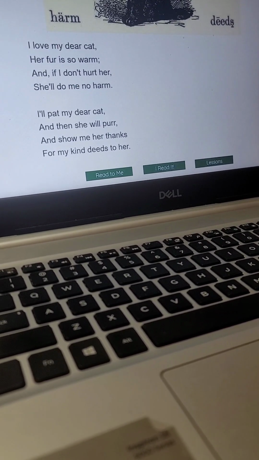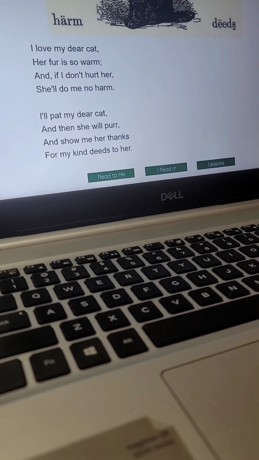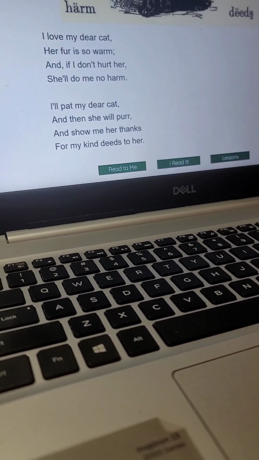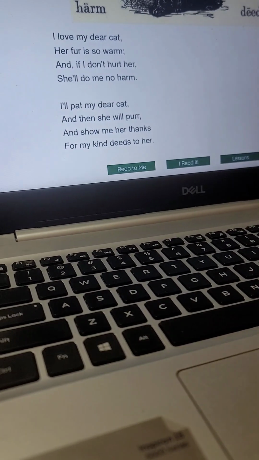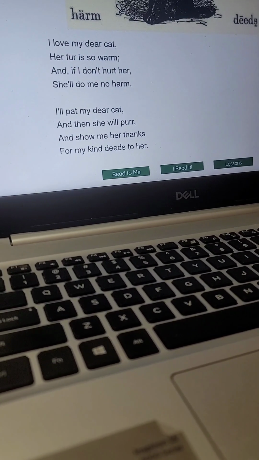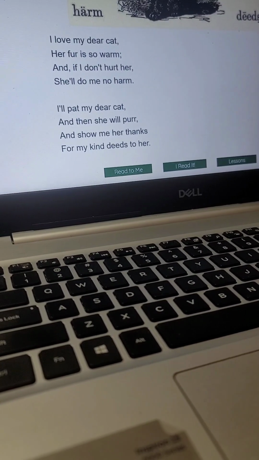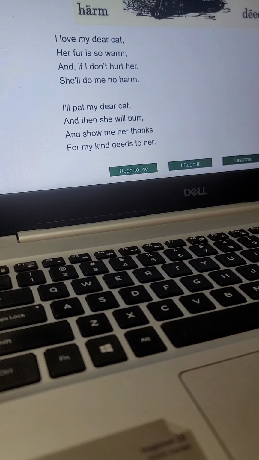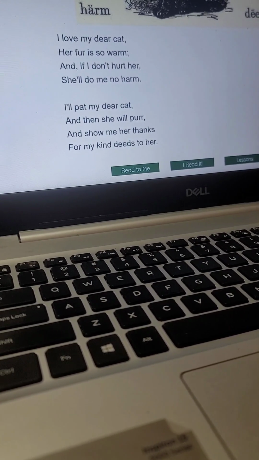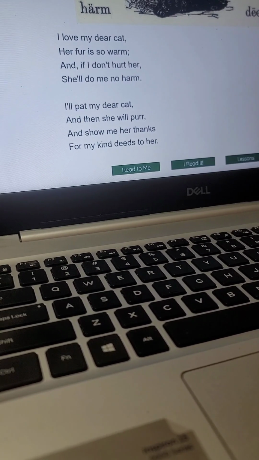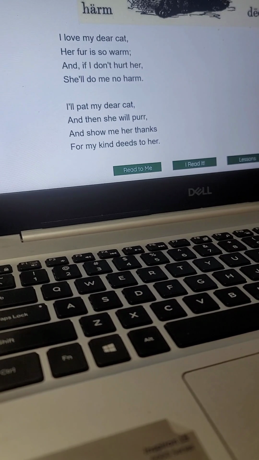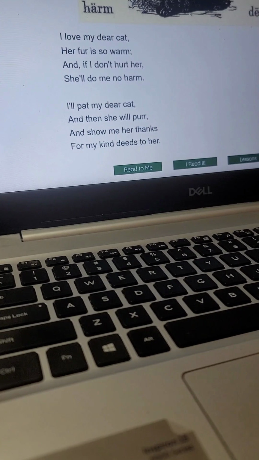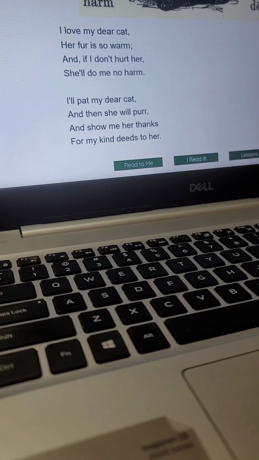Owl. Pet. Pet. My dear cat. And when. And. Then. Then. She will purr. And show me her thanks for my kind deeds. Deed to her. Okay, did it.